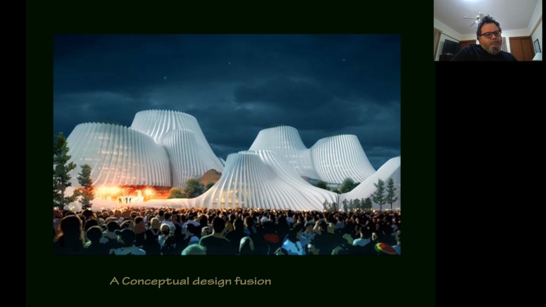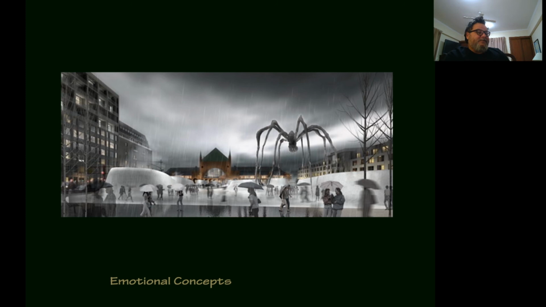And this is the spider. They just put it in Denmark, this giant scary spider. They're like, it's about people's fear of the future. But I honestly think that they were just being jerks.